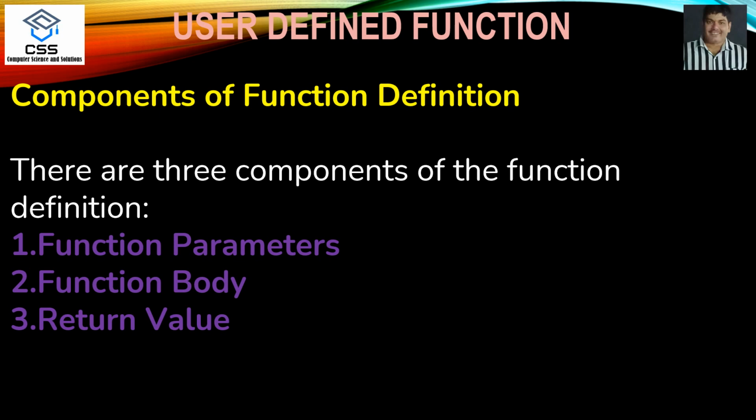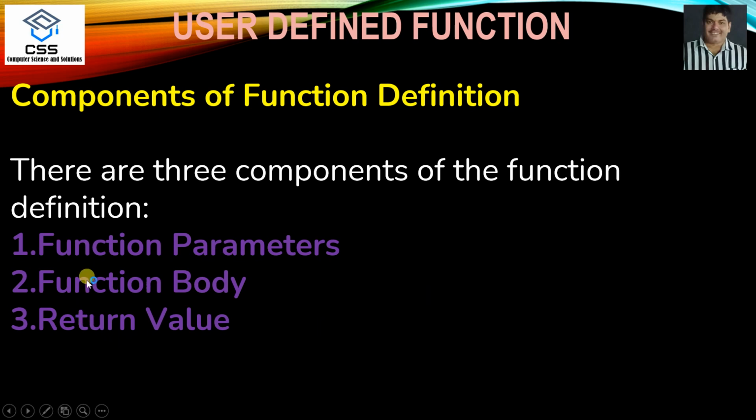Without those three components, the functions cannot be declared and the value cannot be passed, or the function cannot be called from the calling block to the called block. Number one component is a function parameter, number two is a function body, number three is a return value.